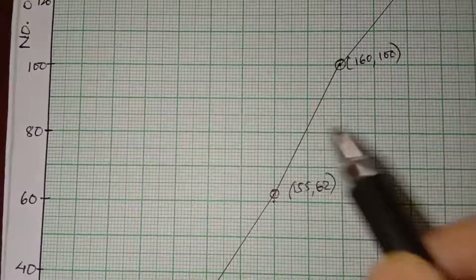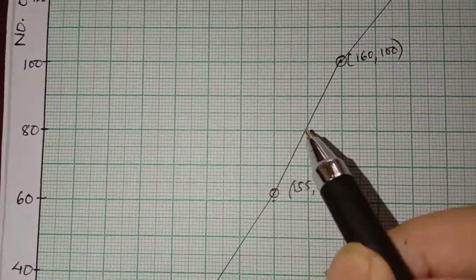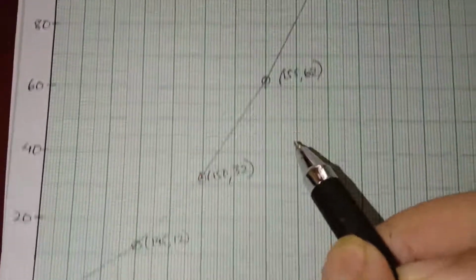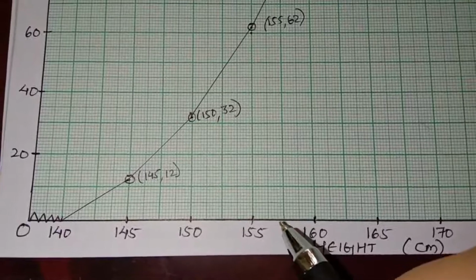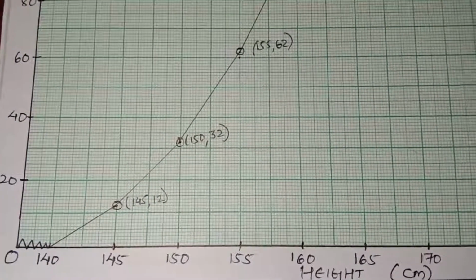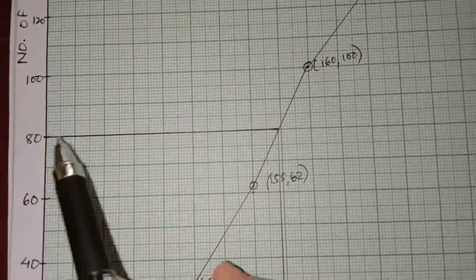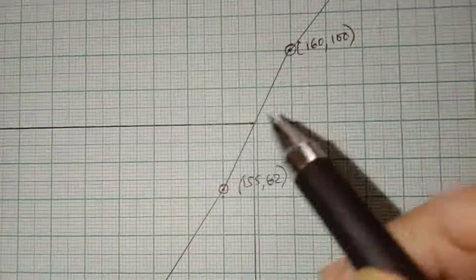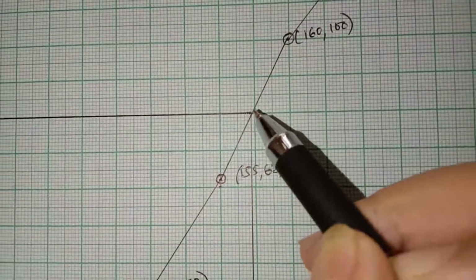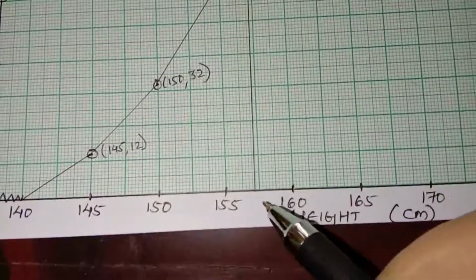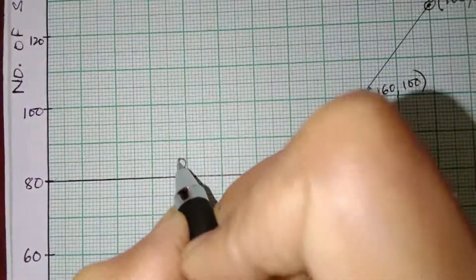After this line joins the graph, wherever it joins, you have to drop one line on the x-axis. That will give you the median. So you have to draw a line from 80 till here. Then wherever it meets the graph, from there you have to drop one line on the axis. So this is the median height, Q2.